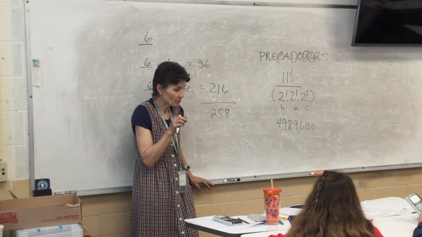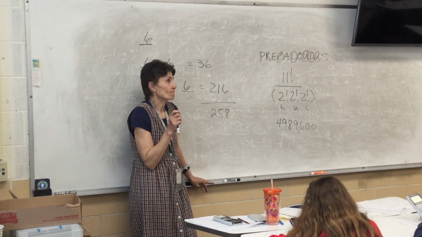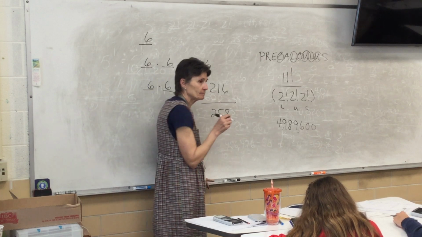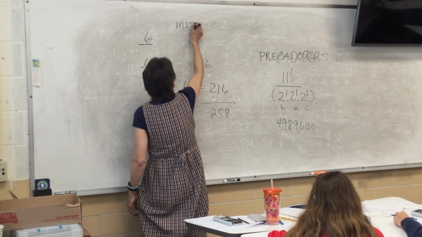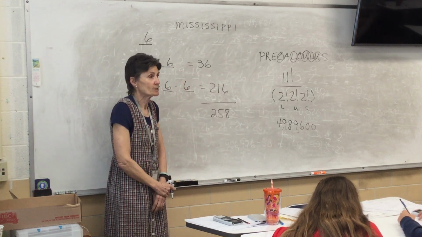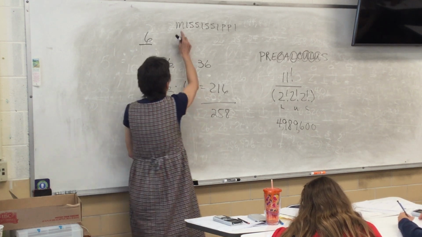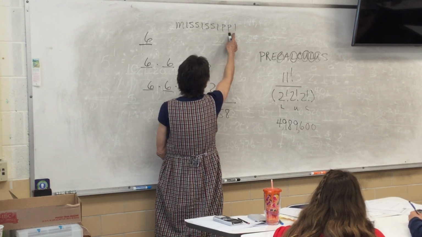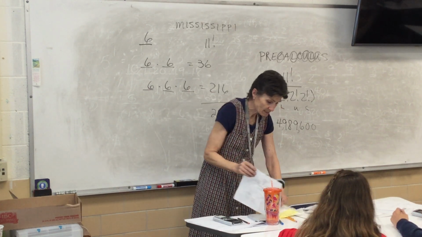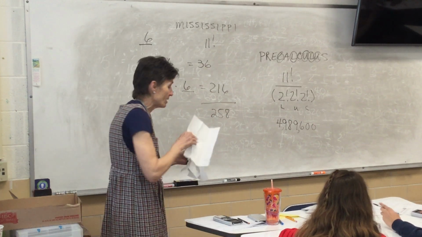Now I know I skipped a couple, but I'm going to do one more. Number 24. Now our word is Mississippi. So what do we do first? How many ways can we arrange these letters? Count them. How many are there? 3, 4, 5, 6, 7, 8, 9, 10, 11 again. So we start with 11 factorial. I don't care that some of them repeat. To start with, that doesn't matter. Count them up.